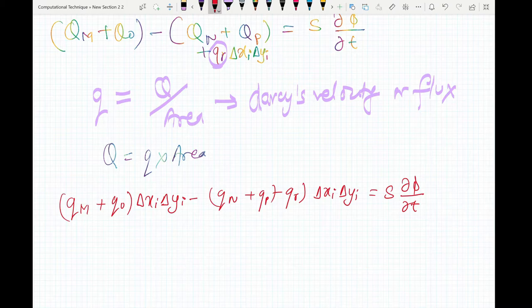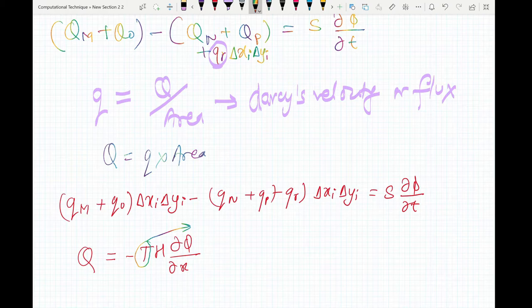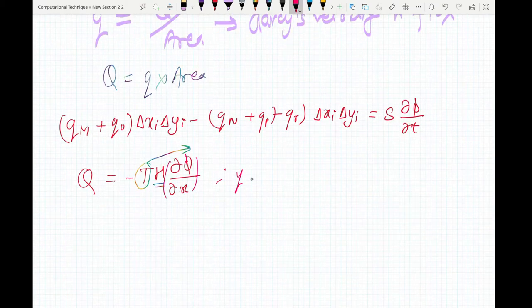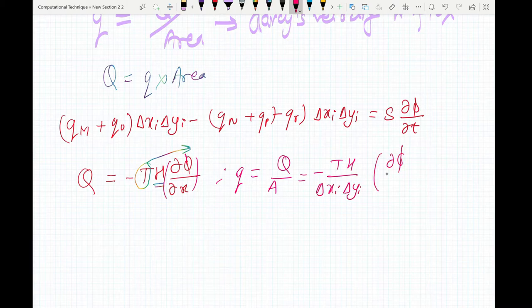Again, from Darcy's law, this q is also given by minus T h d phi by dx, where T is the transmissibility coefficient and h is the depth of the aquifer, and d phi by dx is the slope of the potential. Therefore our small q will be given by Q by area, which will be equal to minus T h by delta xi delta yi times d phi by dx.